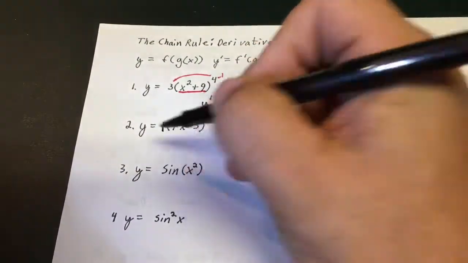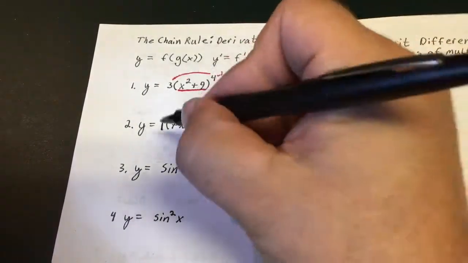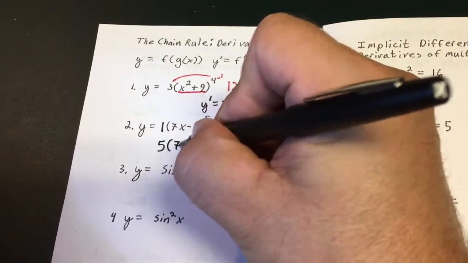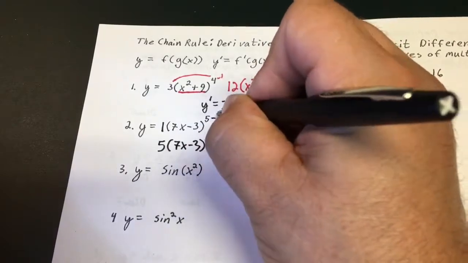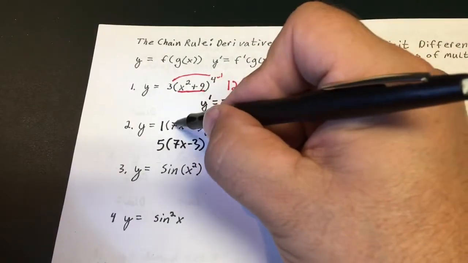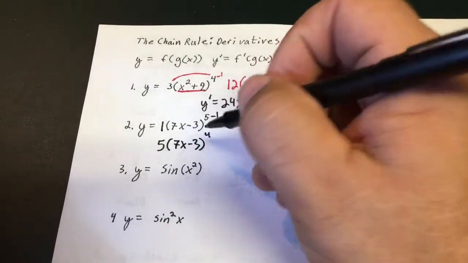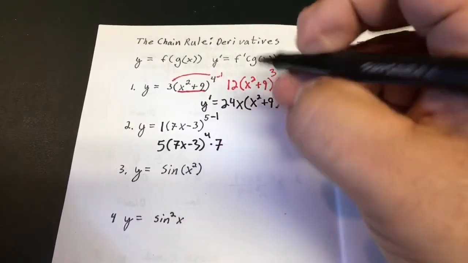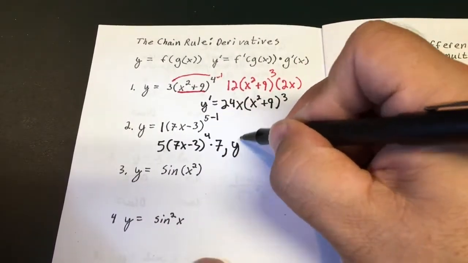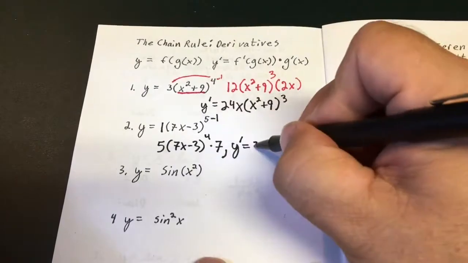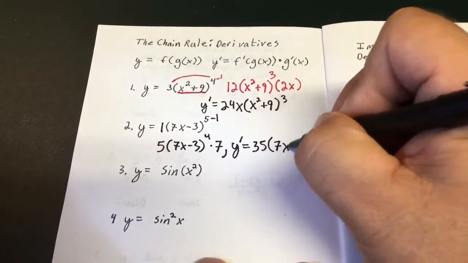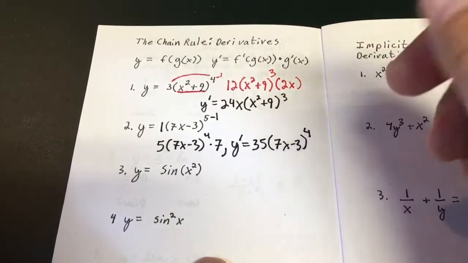Don't forget there's a 1 out front. So 5 times 1, that's going to give me 5 times 7x minus 3. Don't forget I have to subtract 1 from that to the 4th times the derivative of 7x minus 3, which is just times 7. So in the end, the derivative is going to equal 35 times 7x minus 3, that quantity to the 4th power.